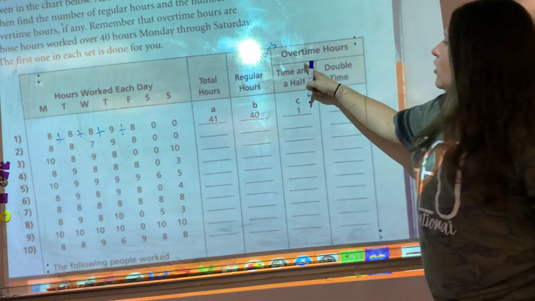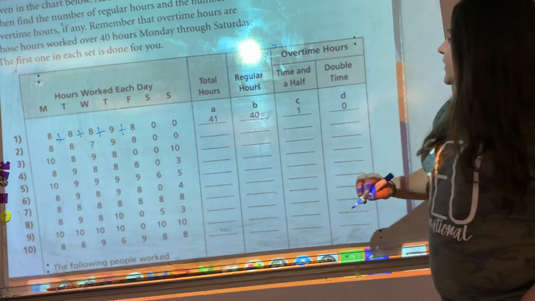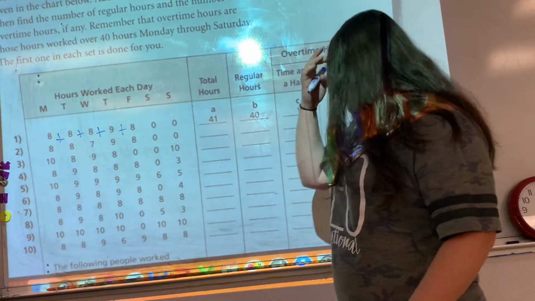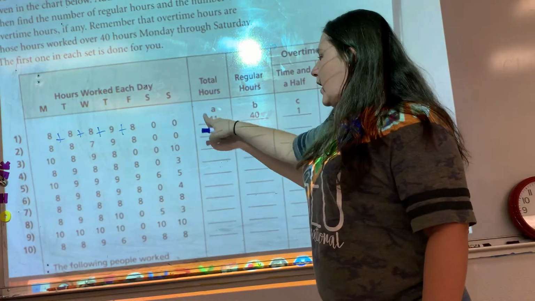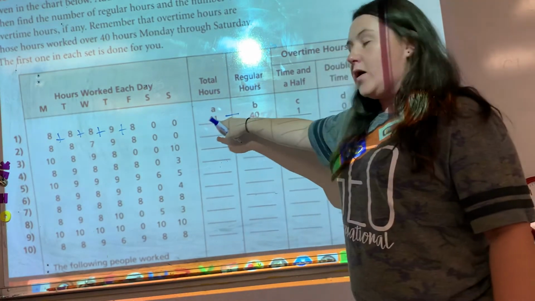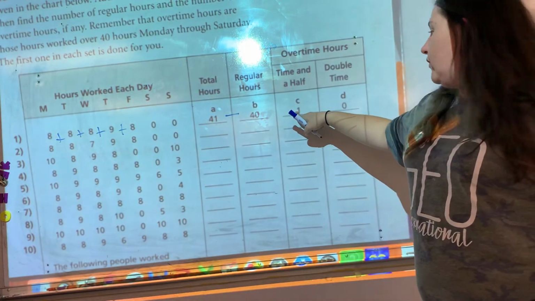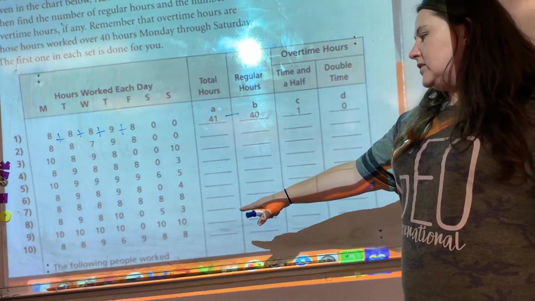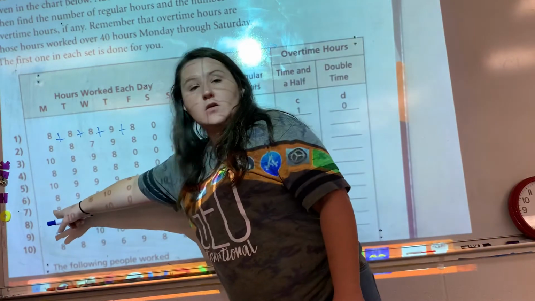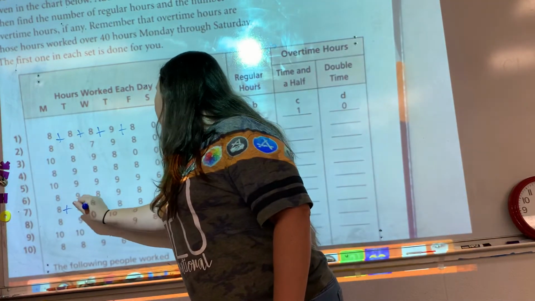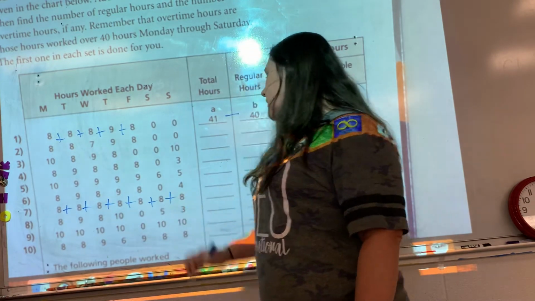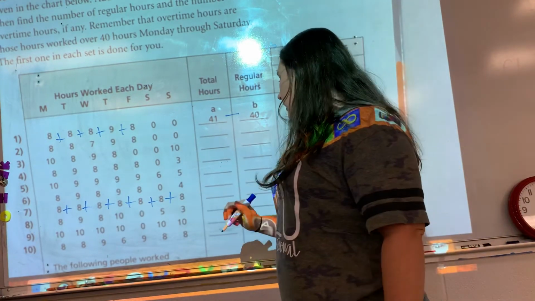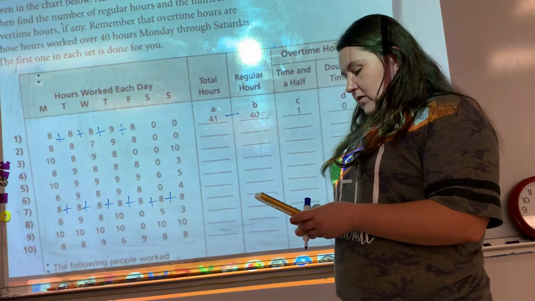Now, overtime. Overtime pay is time and a half or double time. How many hours past 40 did you do? To get this number, you can take your total hours and subtract. So 41 minus 40 tells me that I worked 1 hour of overtime. You can go and fill in that chart. Let's look at number 7. I worked 8 hours every day for 7 days. So that's 7 times 8, which should give me 56.